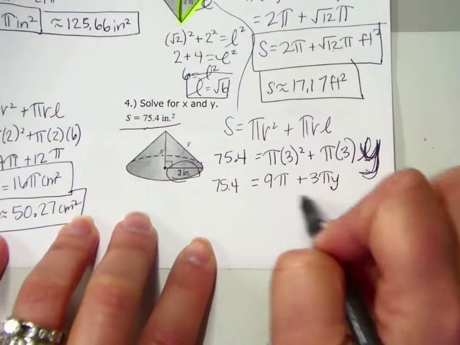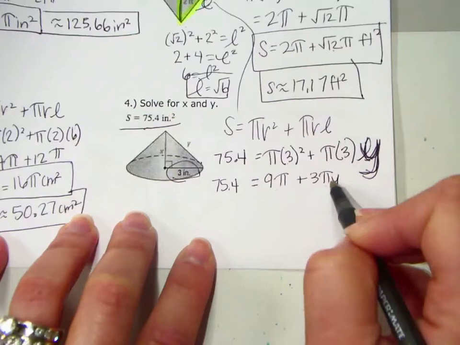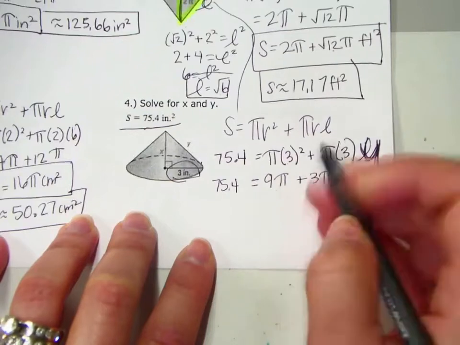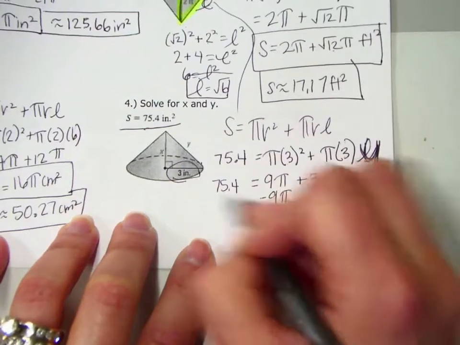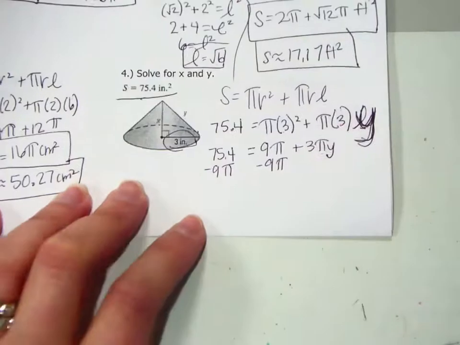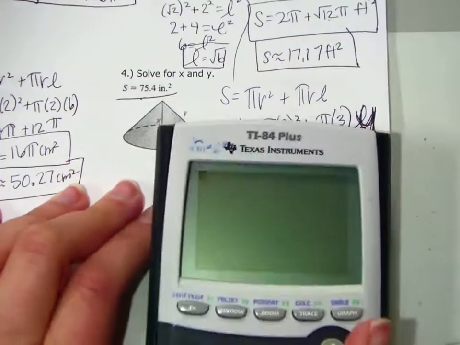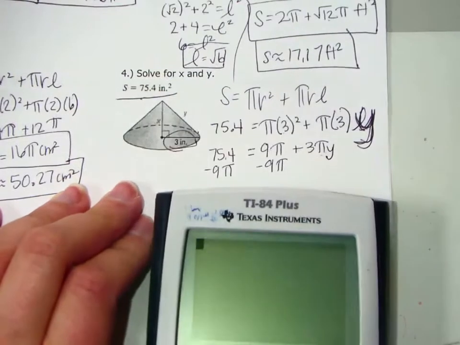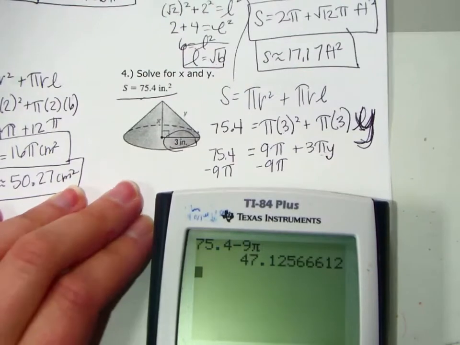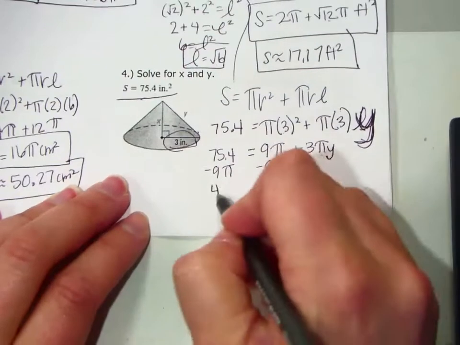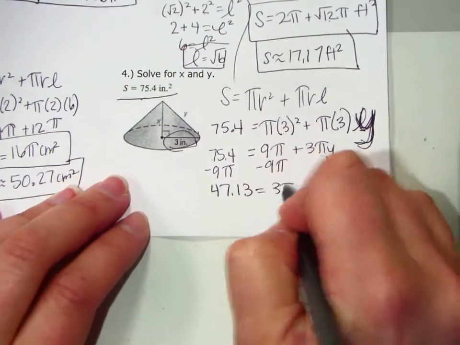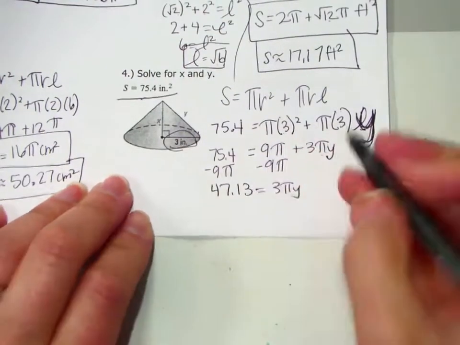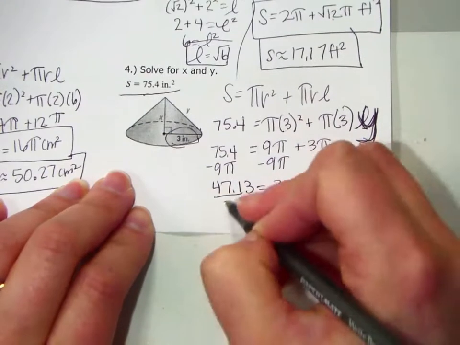Couple of things you can do here. If you want to go ahead and multiply these terms out with pi, that's fine. I'm just going to go ahead and subtract 9 pi from both sides. And you can do that on your calculators. So 75.4 minus 9 pi gives me 47.13 equals 3 pi y. To solve for y, we need to divide both sides by 3 pi.